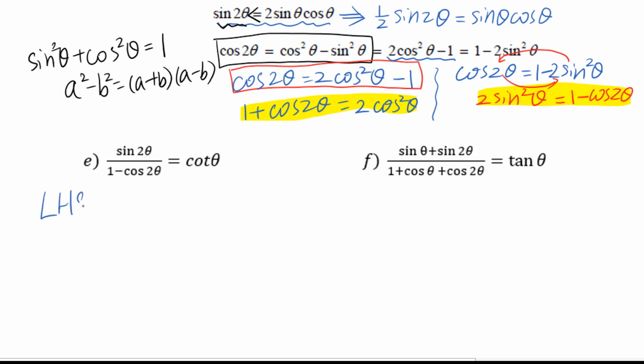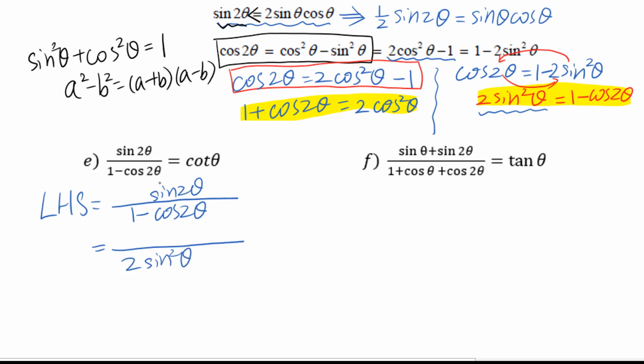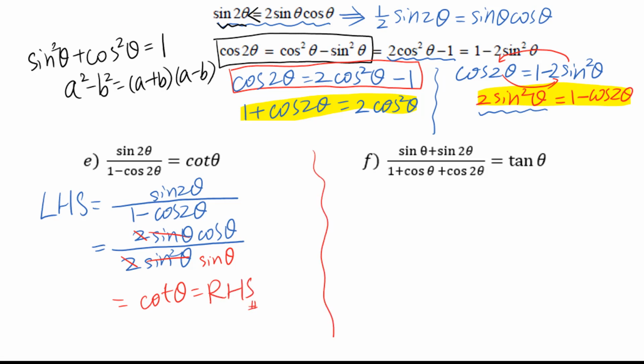So the left hand side equals sine 2 theta over 1 minus cosine 2 theta. 1 minus cosine 2 theta, you could say that is 2 sine square theta. Write down 2 sine square theta. For sine 2 theta, you will get 2 sine theta cosine theta. Then reduce. 2 is gone. You will get cosine theta over sine theta. That's why you will get cotangent theta, which equals the right hand side. We finish the proof.